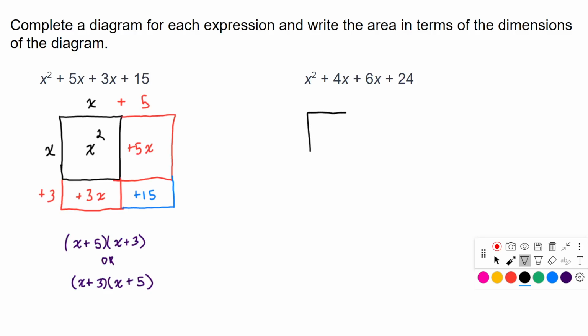Again, starting with my x squared, which we know is found by multiplying x with x, adding 4x to one side, adding 6x to the other side, and including our units of 24.